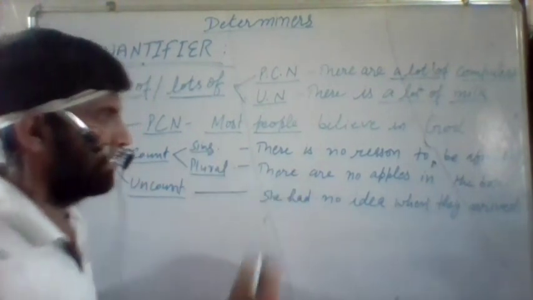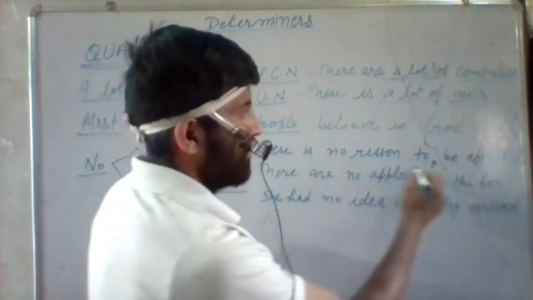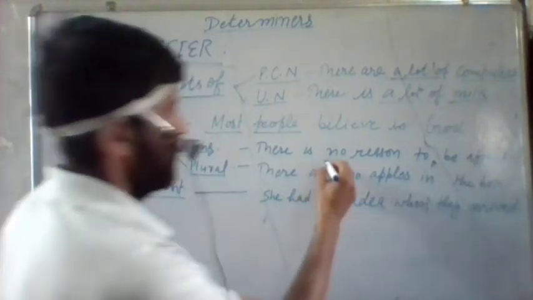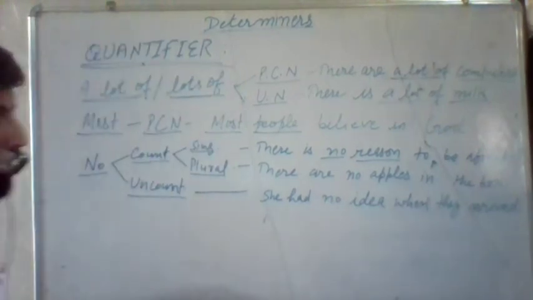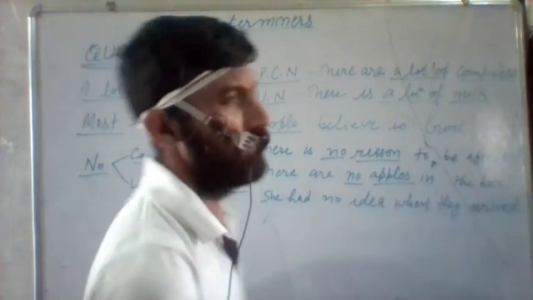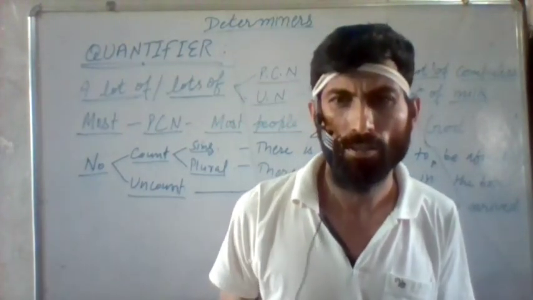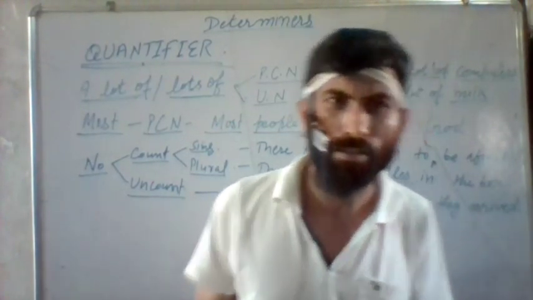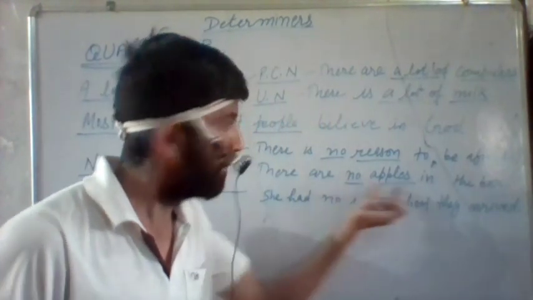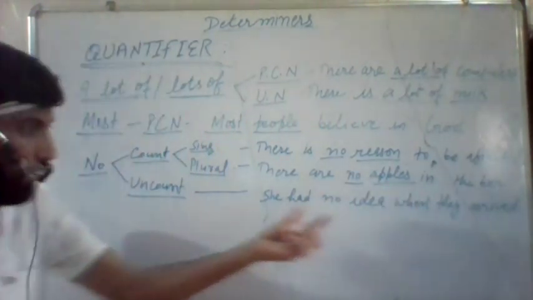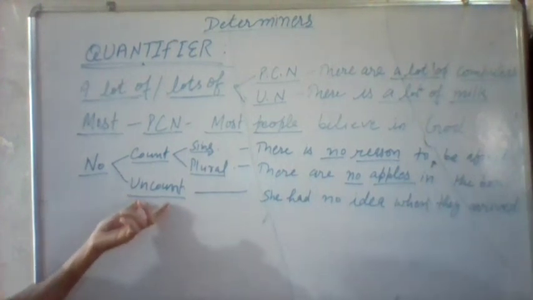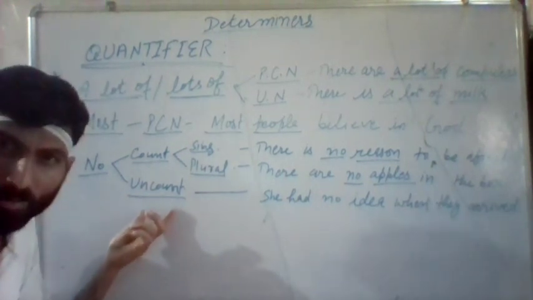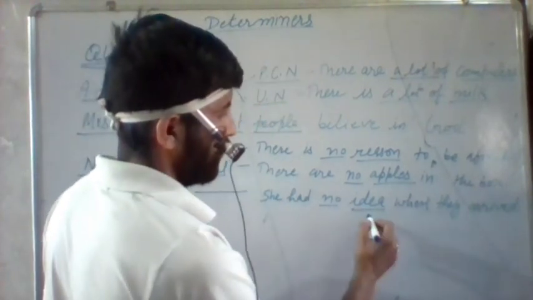Let's see an example. There is no reason to be afraid. No reason, singular. There are no apples in the box. The box is empty because apples are very expensive nowadays in this pandemic. So no apples, with plural. Got it? Next, see the use of no with an uncountable noun. She had no idea. It is used here with an uncountable noun.